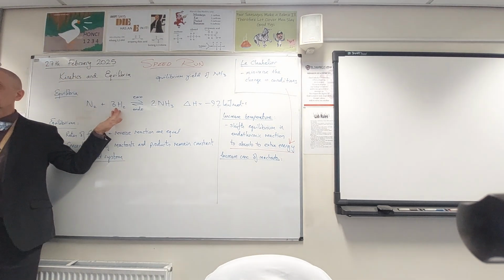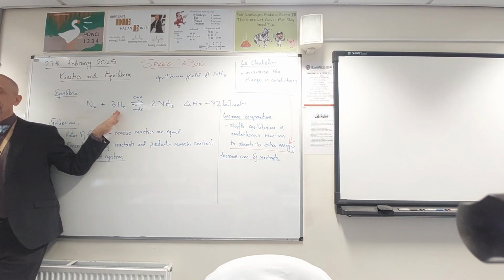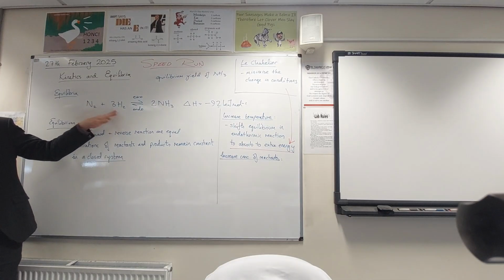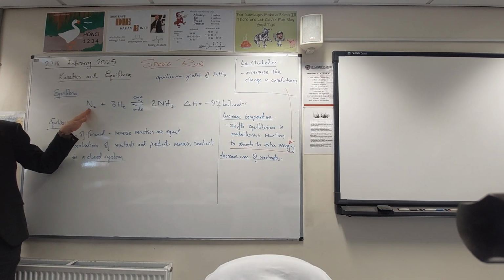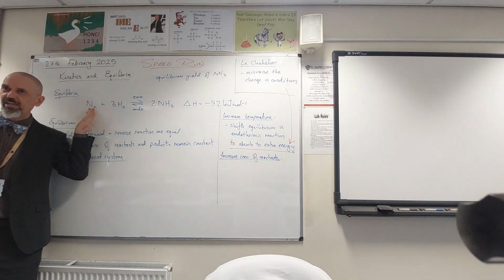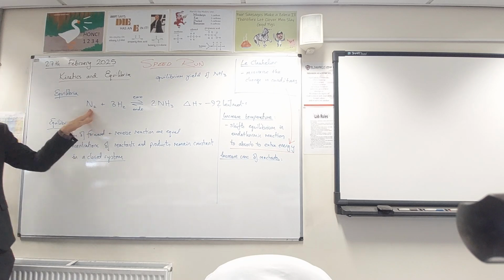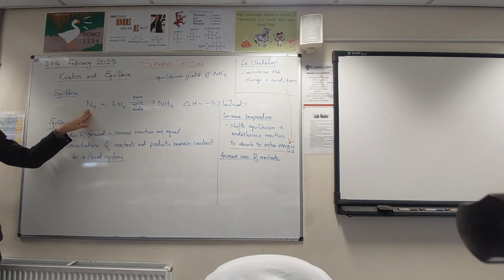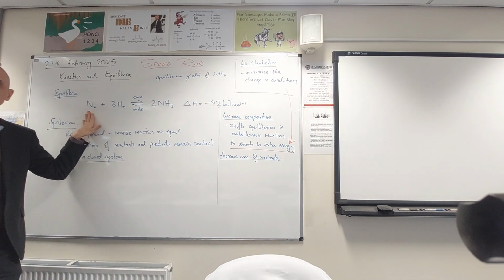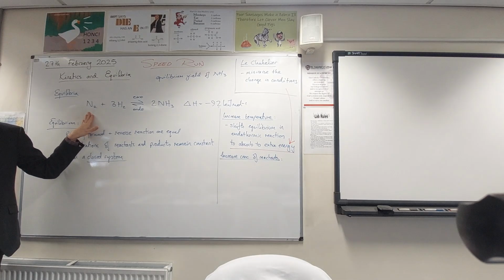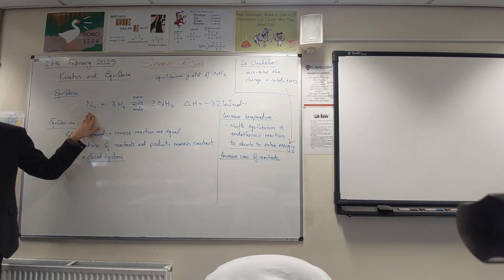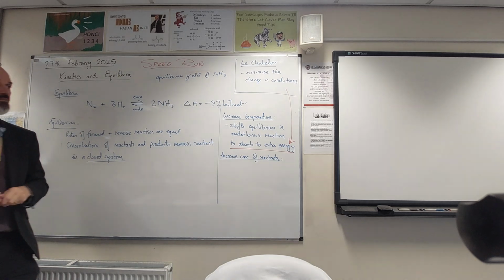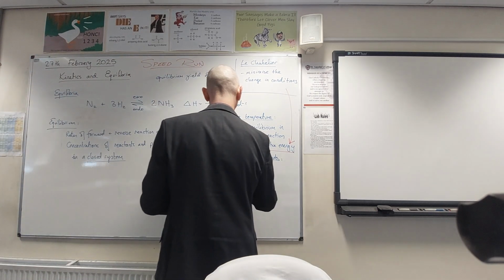What happens to my equilibrium position if I increase the concentration of a reactant? Say nitrogen's very cheap, 78% of the air is nitrogen, so that's fine. So if I stick as much nitrogen into the reaction mixture as possible, how does the equilibrium respond to that? Shifts to the right. Shifts to the right to reduce the additional reactant and minimize the change.